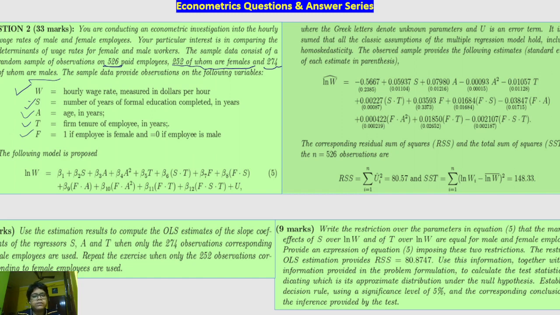Okay, and they have given us the model. So remember, these are the type of questions. This is the original model they have proposed: beta 1 plus beta 2 S, beta 3 A, beta 4 A squared, beta 5 T, and beta 6 an interactive term. So these are known as interactive terms, S times T.